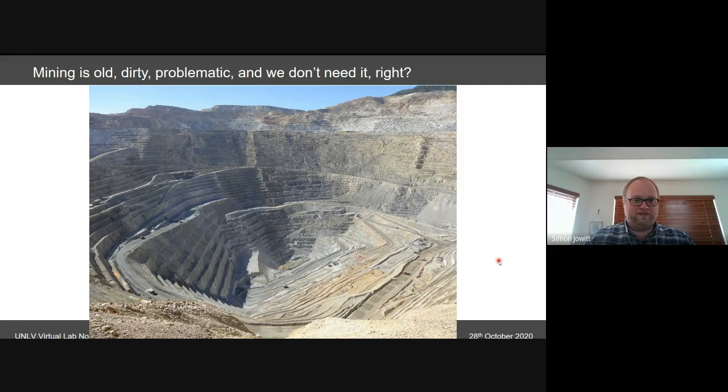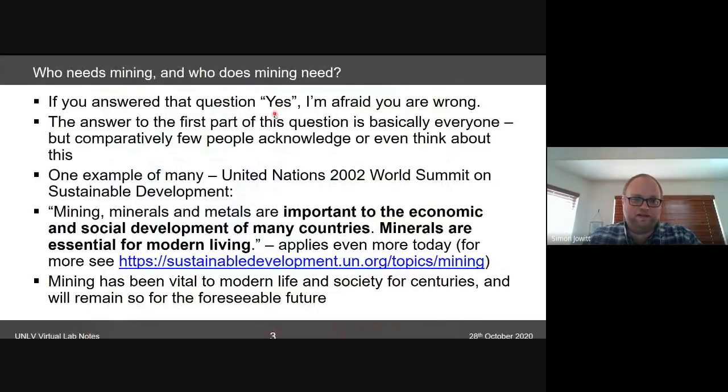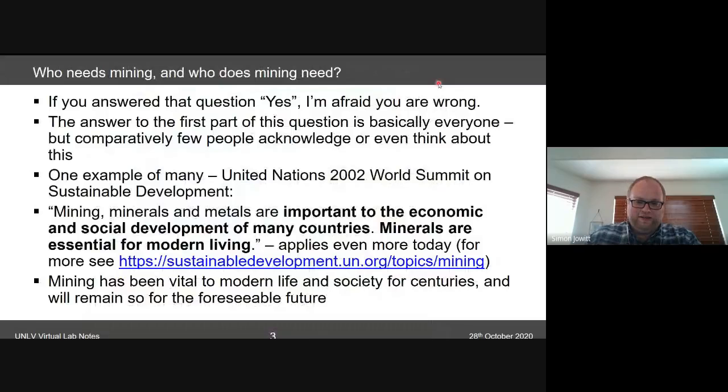And one of the main aims of this talk is to refute that almost entirely. So, who needs mining and who does mining need? If you answer the first part of that question by saying mining is old, dirty, problematic, and we don't need it, right? If you answer yes, I'm afraid you're wrong, to be blunt. And the answer to the first part of this question, who needs mining, is basically everybody.